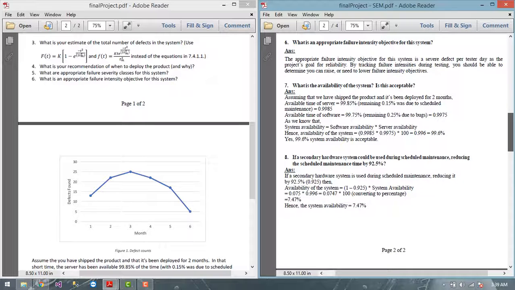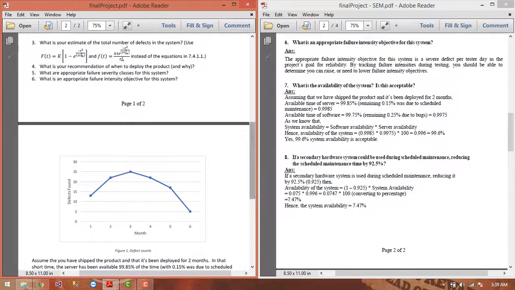What is an appropriate failure intensity objective for the system? As per my findings, the appropriate failure intensity objective for this system is a severe defect per tester day as a project's goal for reliability. By tracking failure intensities during the testing, you should be able to determine whether you can raise or need to lower failure intensity objectives.